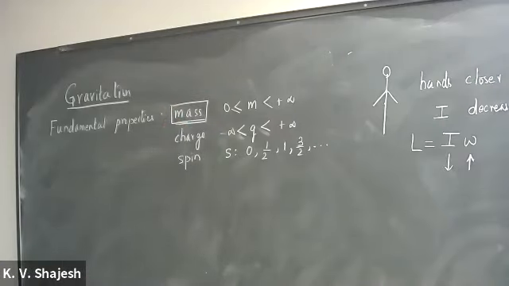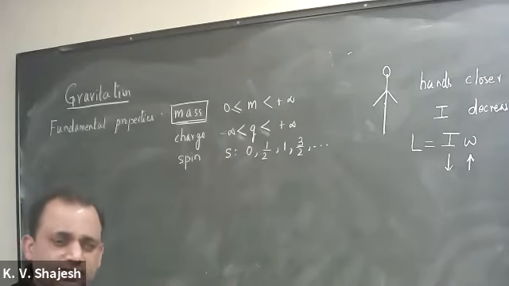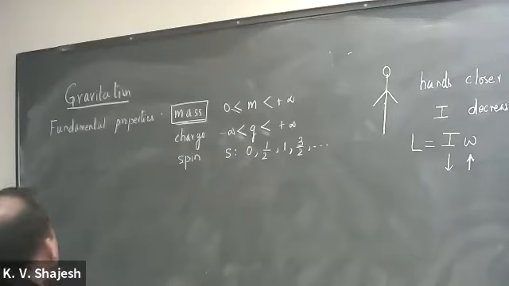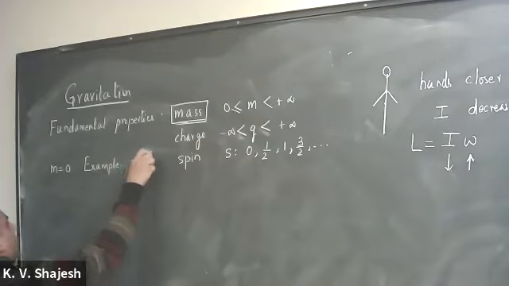Almost everything that we see around us has a mass, except photons. So m equal to 0 applies to objects that do not have a mass, and an example is photons, which are basically the building blocks of light.